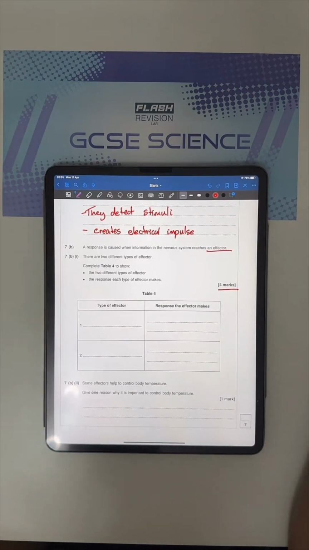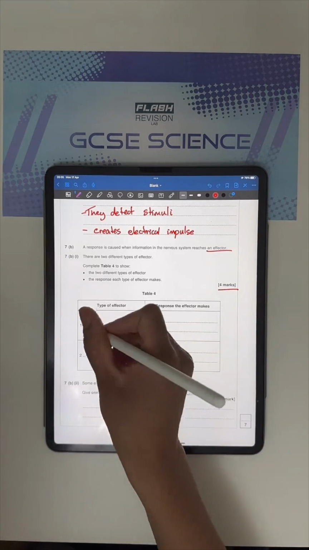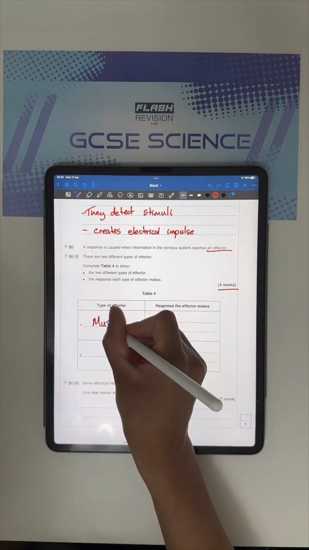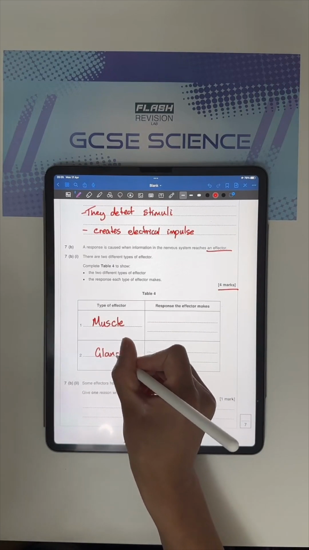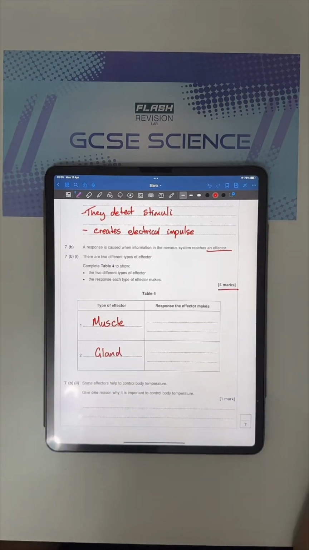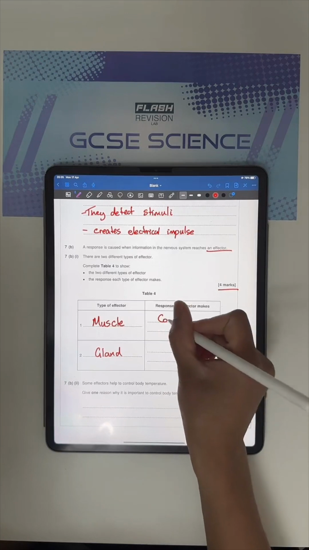So first of all, what are the 2 different types of effectors? We mentioned this a few minutes ago. Muscle and gland, yes. Good, well done, guys. Muscle, gland. So that answers that. What are the responses of each? Muscle contracts, good.